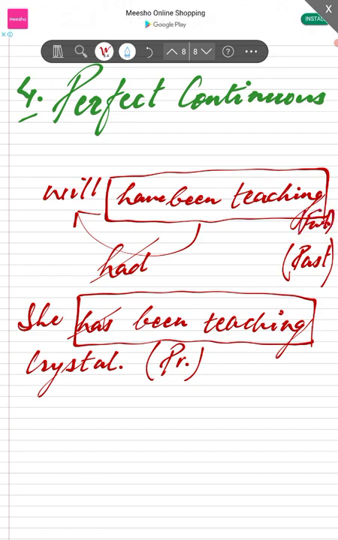I hope you understood this whole session. She has been teaching Crystal, present perfect continuous. She had been teaching Crystal, past perfect continuous, and she will have been teaching Crystal. This is in future perfect continuous.